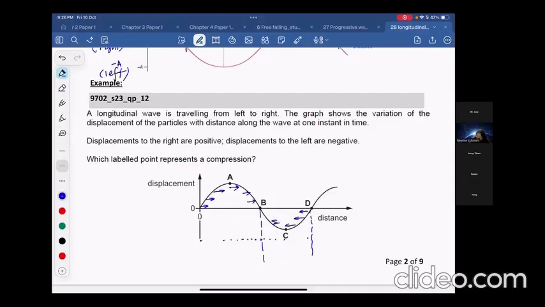Okay, so here the particles are very close to each other because from left and right, they're all coming here and compressing here. This is the compression. So the answer is B. Where is your rarefaction? If I ask you for rarefaction, can you tell me what your answer is?